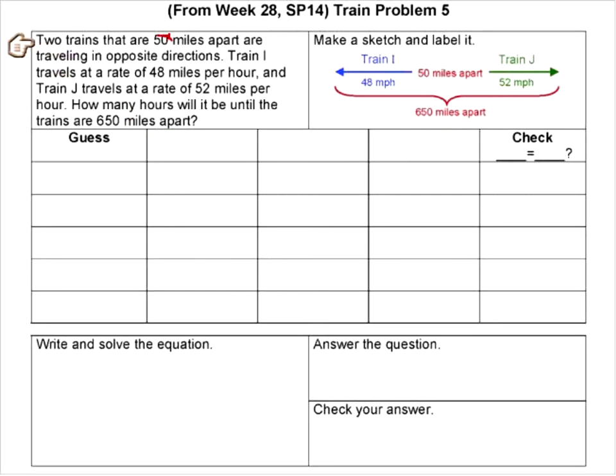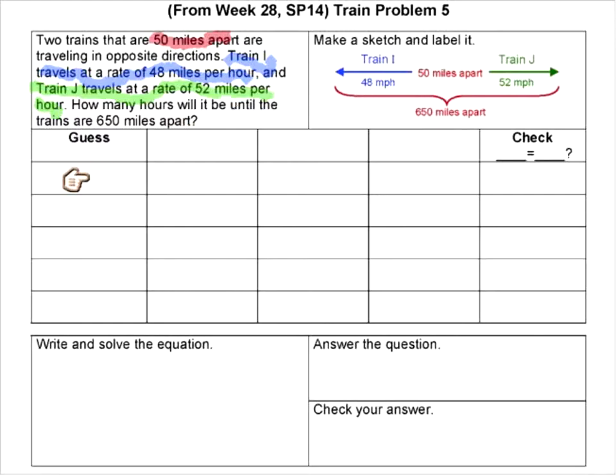That would be helpful. So 2 trains that are 50 miles apart are traveling in opposite directions. So they're 50 miles apart, sandwiched in between the 2 trains. Train I travels at 48 miles per hour. Train J travels at 52 miles per hour. And how long would it take them to be 650 miles apart? One tricky thing though is that after 1 hour, you cannot just add the 48 miles and 52 miles, because you have to remember the 50 miles that they were already apart. So having the picture would help, so that they account for this initial 50 miles.